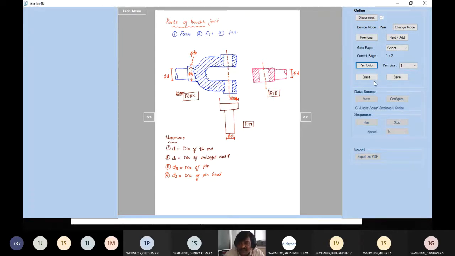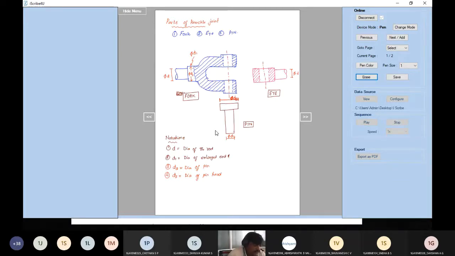So this is diameter D3. Once again, D3, I'll write it. So I have got diameter D3. D is nothing but the diameter of the rod. D1 is the diameter of the enlarged end. D2 is the diameter of the pin. D3 is the diameter of the pin head.